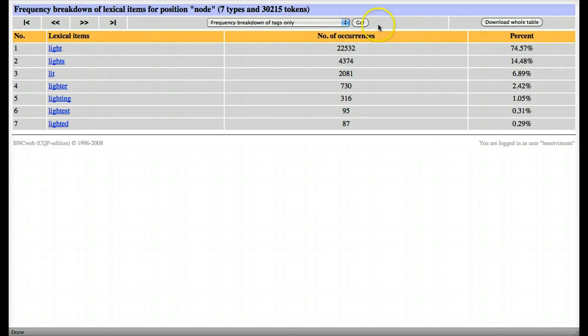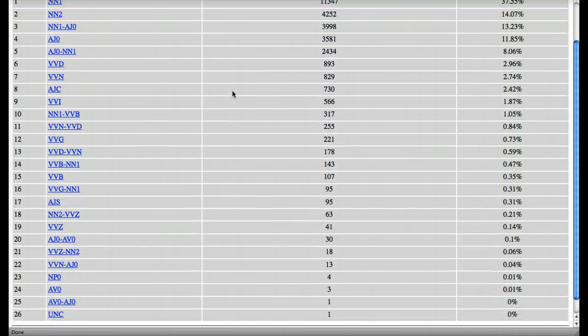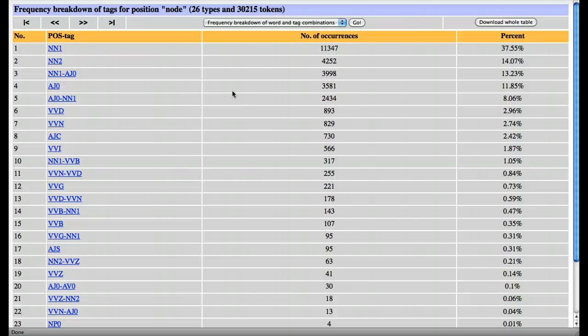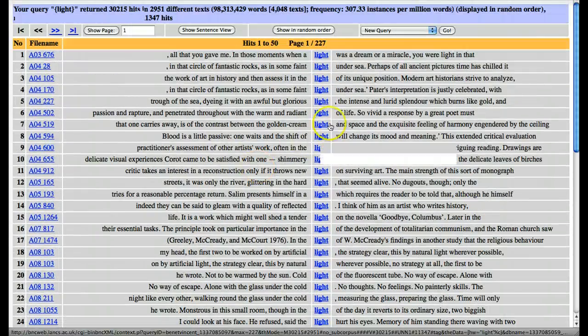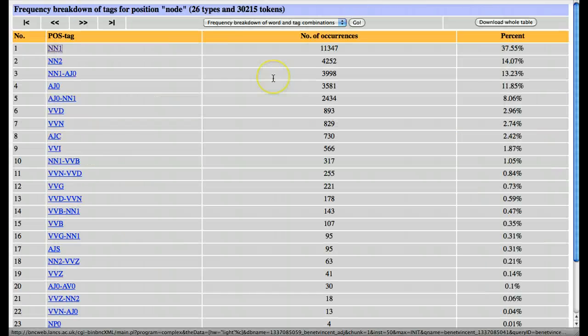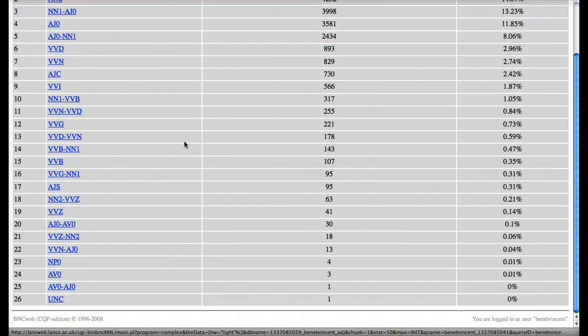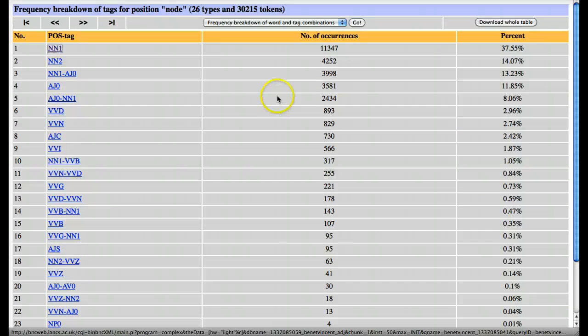So what we could do is look at the tags, which gives us quite a long list. And if we go here, for example, these are all the light as a singular noun, and we could go through the others and look at them. But it is quite interesting that over a third of them are when light is a singular noun, or at least that's the way they're tagged.